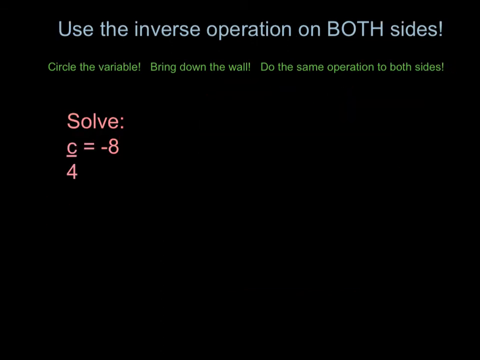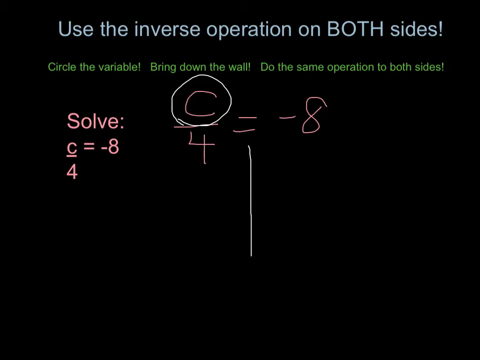All right, the last example I have, I'm going to go ahead and rewrite. And it says C divided by 4 is equal to negative 8. I'm going to circle my variable because I want to get it by itself still. I'm going to bring down my wall, and that reminds me whatever I do on the right-hand side, I have to do to the left, or whatever I do to the left-hand side, I have to do to the right. Going to go ahead and put my equal sign.